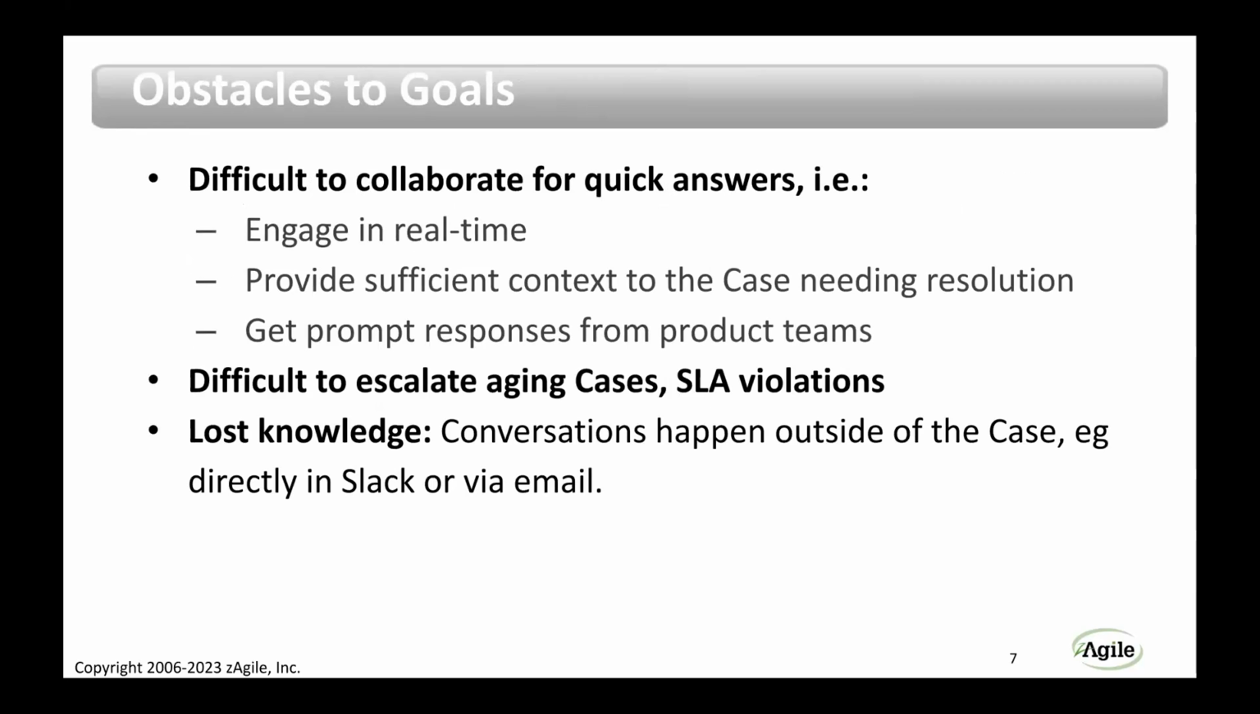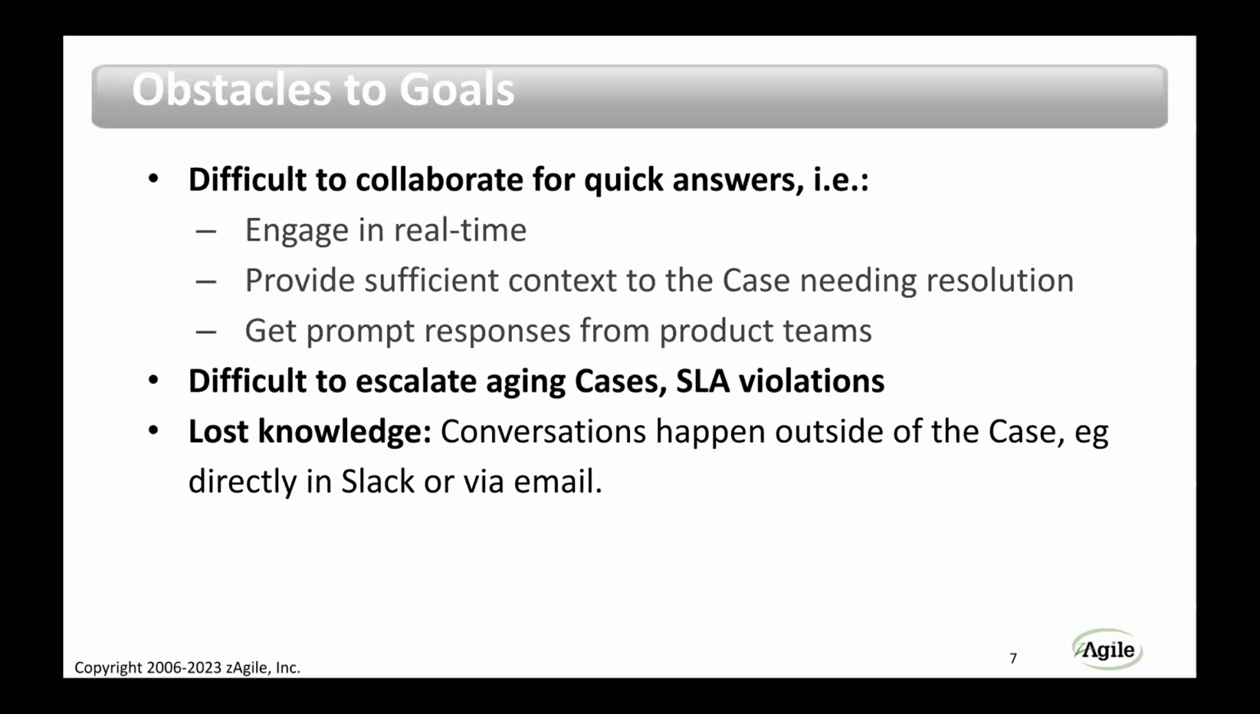So you need to get the right information in real time, so immediately, and have sufficient context associated to a case to get those answers. And you want to get prompt responses from the product team. So if you're a customer support agent, you need to be able to get that information quickly and easily from an engineer. And oftentimes it's difficult to escalate aging cases. They've been around a while. Customers are becoming unhappy. Maybe you're not meeting your SLA, you're making violations to the SLA.